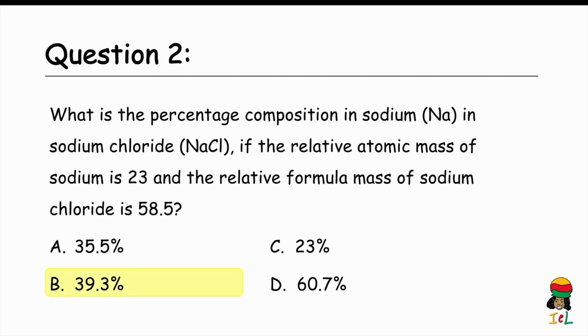The answer is B. 39.3%. How did we arrive at this answer? We know that the percentage composition of sodium would be the relative mass of sodium, which is 23, divided by the total mass of the compound, sodium chloride, which is 58.5, multiplied by 100, which gives 39.3%.